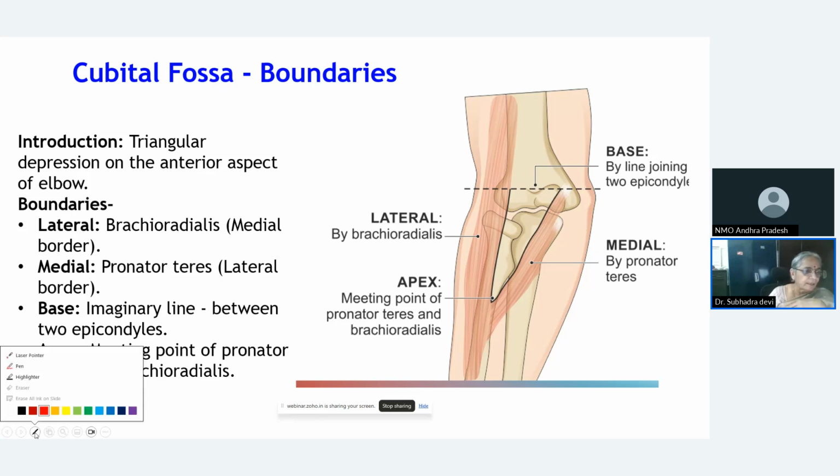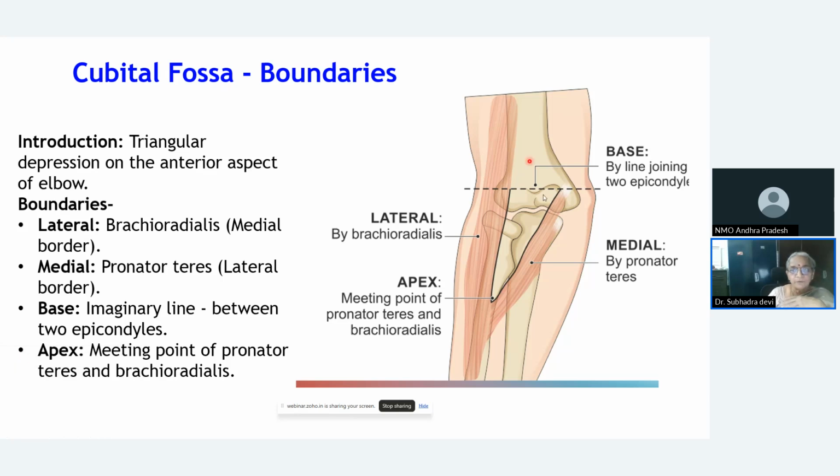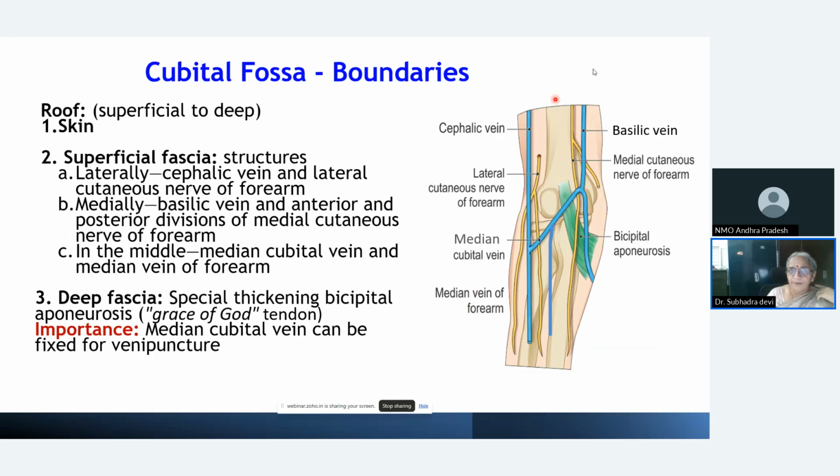And then what are the boundaries? When you are writing the boundaries, you will be having some confusion. So you should remember exactly what is the lateral boundary is the medial border of brachioradialis. That's what you have to write. Medial border of brachioradialis. Medial boundary is the lateral border of the pronator teres. And what is base? Imaginary line. Apex is meeting point of these two muscles. Then if you see the roof of it, what is the roof? Skin is there, then in order you have to write superficial to deep. These orders also you should remember, where you should write superficial to deep, medial to lateral, lateral to medial, anterior to posterior.